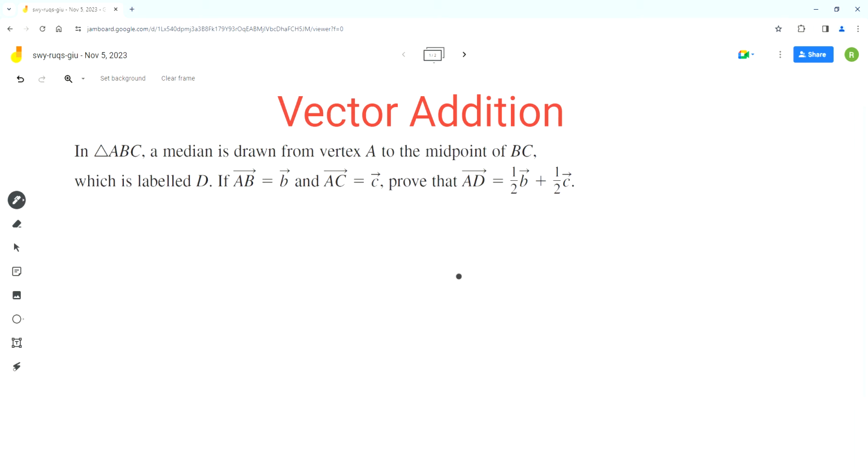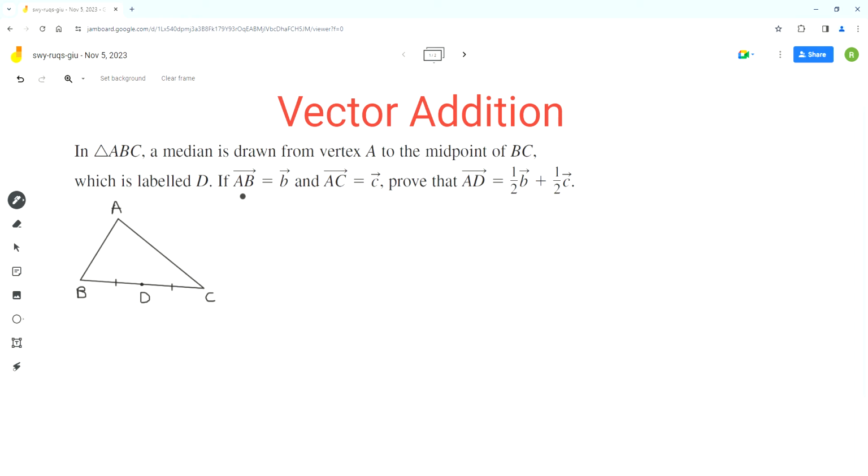So the first step to solve this problem is to draw a diagram based on the given information. We are given that there is a triangle ABC. So let's assume this is our triangle ABC. We can label this as point A, point B, and C. Now a median is drawn from vertex A to the midpoint of BC. So let's assume this is the midpoint of BC, which is point D. So BD is equal to DC.